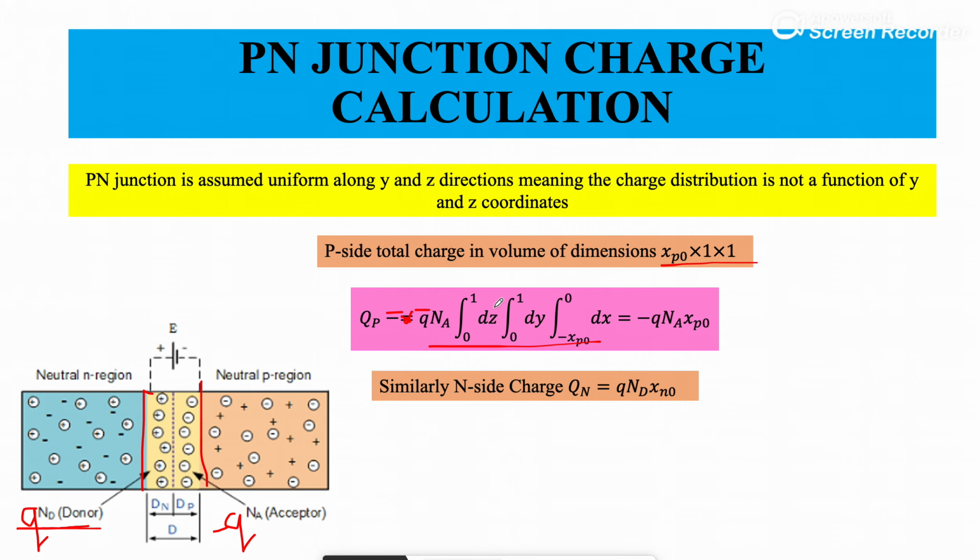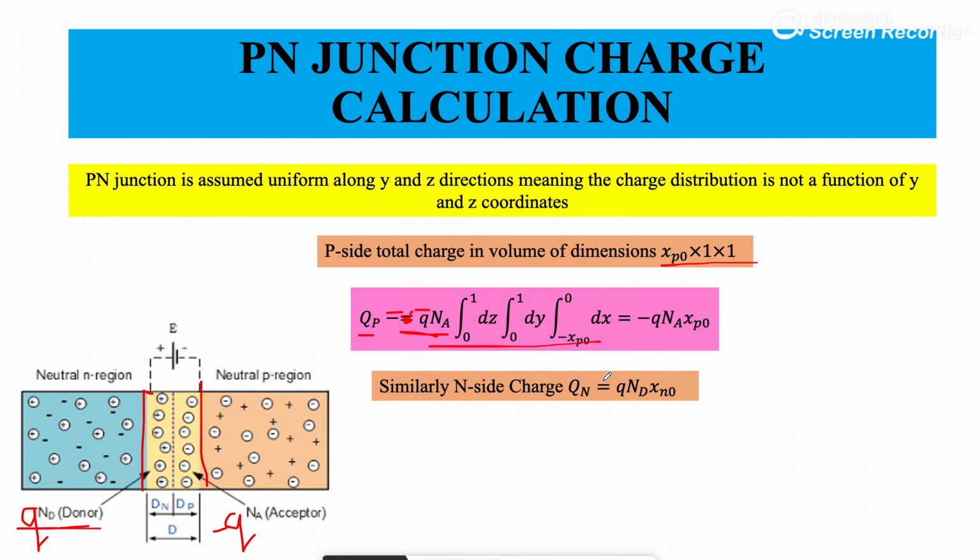Okay, so the y and z integrals do not really matter, they are just integrals over 0 to 1, constants that would come out. The charge density is also constant, therefore it can be put outside the integral, and you can see that the total charge on the p side is given by minus q na x p naught.